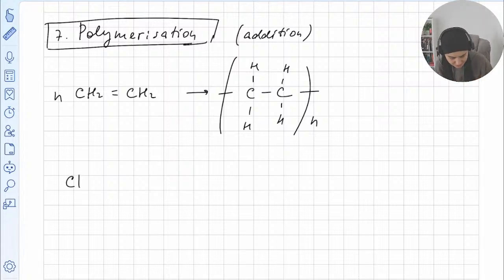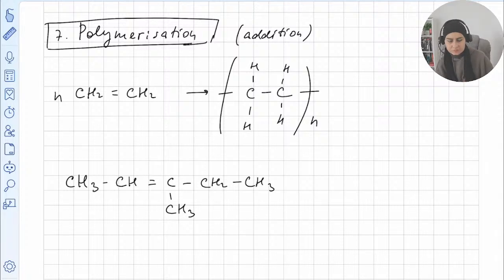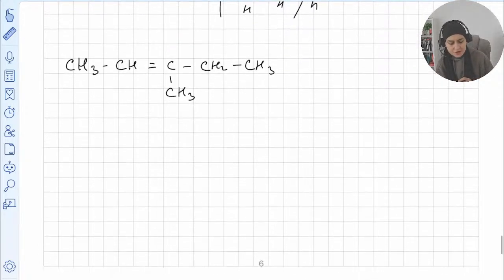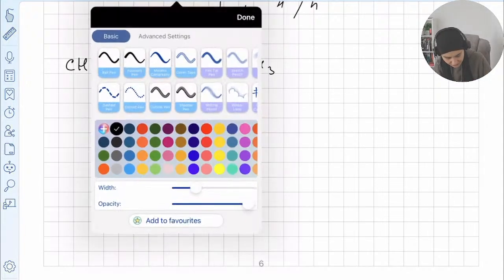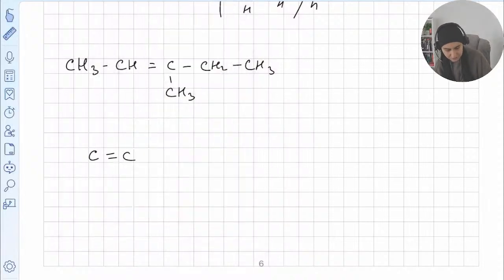Now let's write polymerization for something more complicated. Let's say you have something like this: CH3, CH, double bond C, CH3, CH2, CH3, and you need to write polymerization for this alkene. What you do is you would need to redraw it so that you only have the double bond on the line. You see these two carbons, and the first carbon has H and CH3 attached, so I would write it up and down. And the second carbon at the double bond has CH3 and this thing attached.